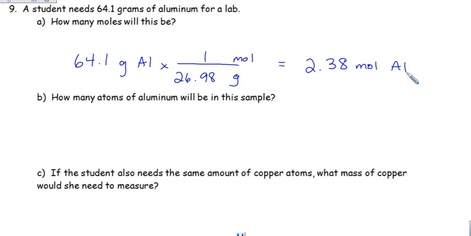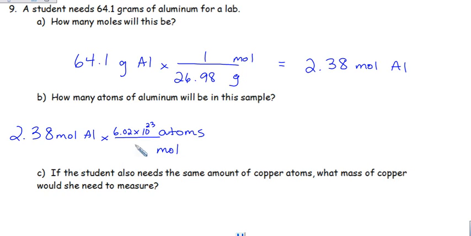How many atoms of aluminum in my sample? Well, you have a couple options. If you already turned this into moles, you could just use your 2.38 moles of aluminum, cancel moles, switch it to atoms. And anytime I see atoms or molecules, it's the 6.02 times 10 to the 23rd. Anytime I see moles, it's a 1.